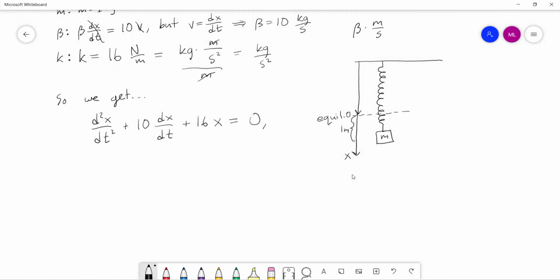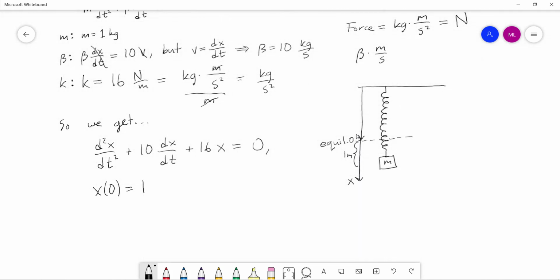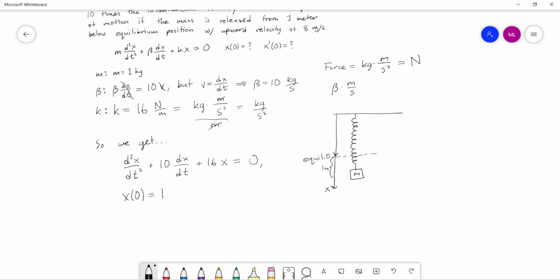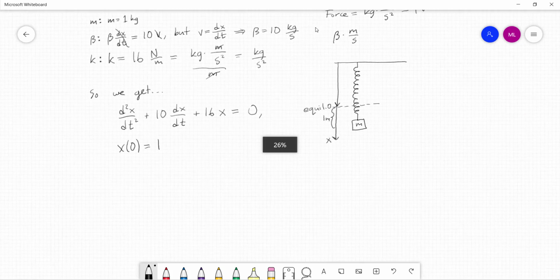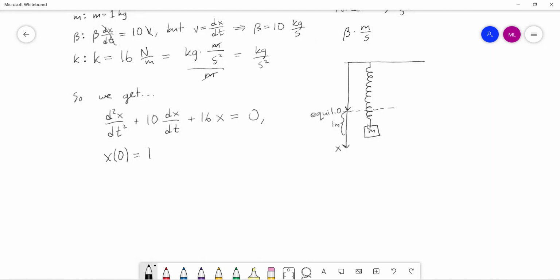That tells us that the initial position, x at time 0, is equal to positive 1 meter, because in this case, below is in the positive direction. It's downward. But the initial velocity is 8 meters per second upward. Relative to the direction of our axis here, upward is the negative direction. So that tells me that x prime of 0, our initial velocity, isn't 8. It's instead negative 8. So our initial velocity is 8 meters per second in the negative direction, which is upward.